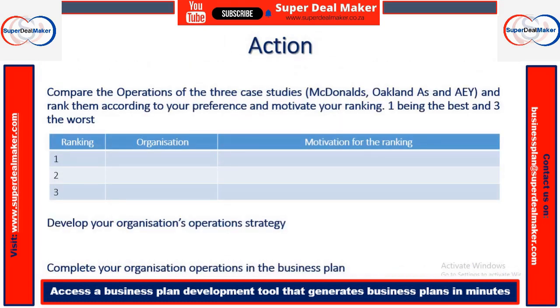Complete the assignment. Compare how the topic is addressed in the 3 movies and rank them according to your preference on how the characters and the organizations dealt with the topic, and motivate your ranking, 1 being the best and 3 the worst. Analyze this topic and its applicability to your situation and industry. Write up your analysis to meet the requirement of the industry you're operating in. Update the relevant section in your business plan.